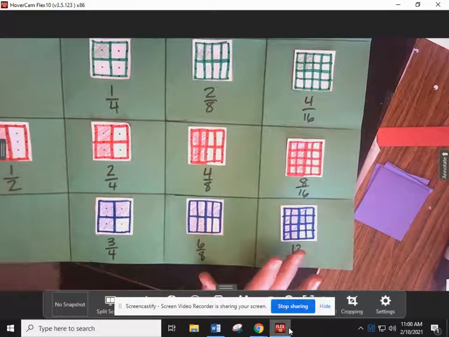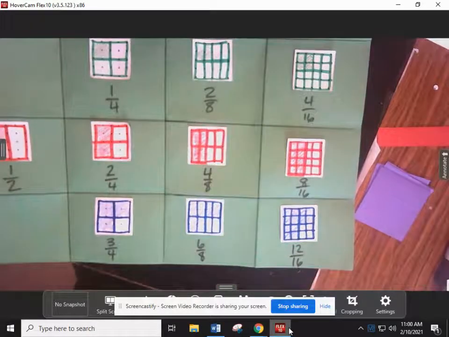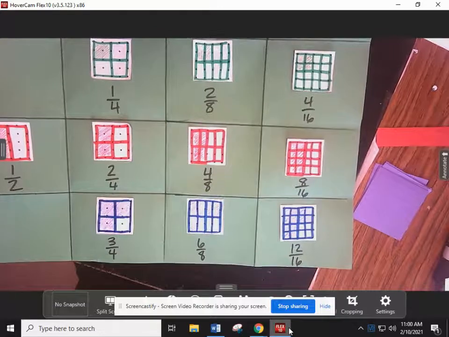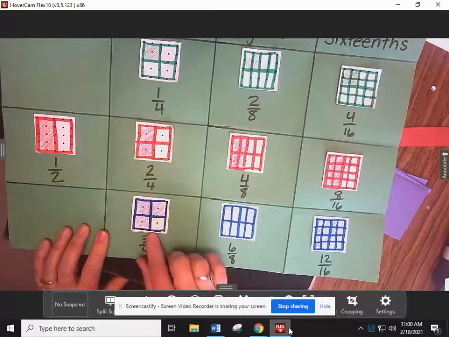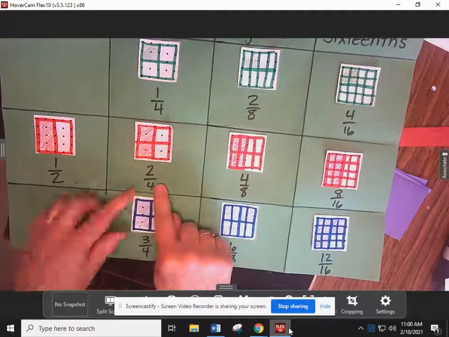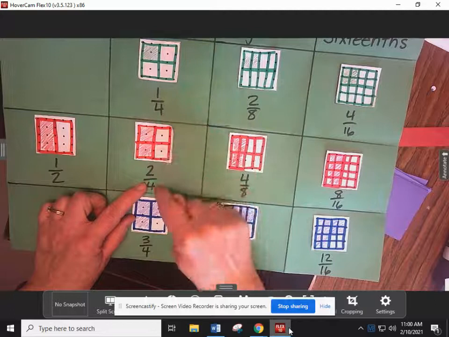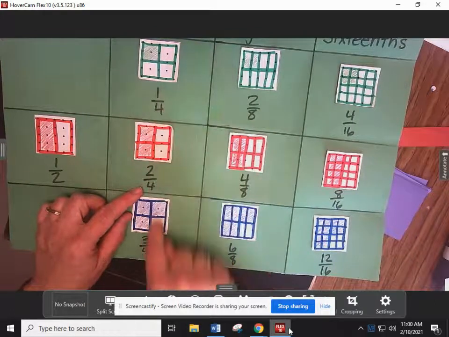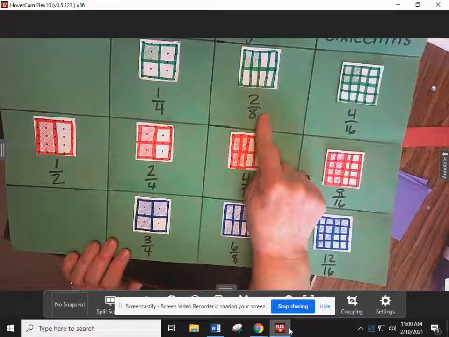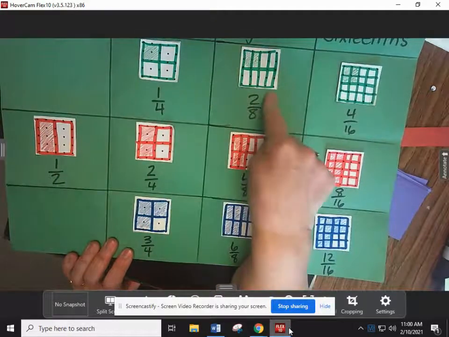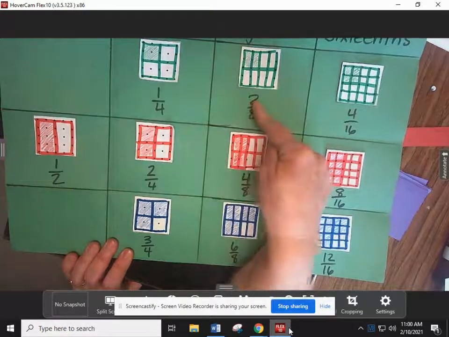And now what we were doing is some adding on our boards. So I presented the question of what would 1/4 plus 1/2 be. The students explained that 1/2 is the same as 2/4, so now our denominators are the same and we can just add it right up. Then we did 1/4 plus 2/8. Again, we're looking at these two being equivalent fractions.